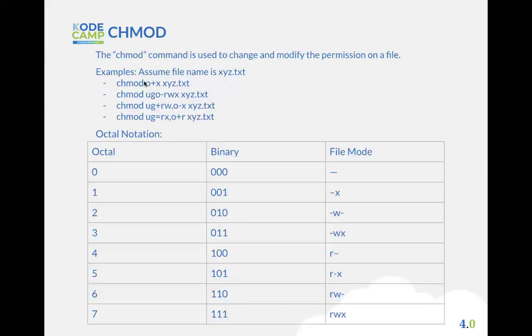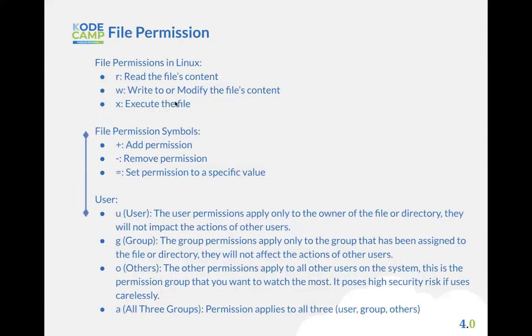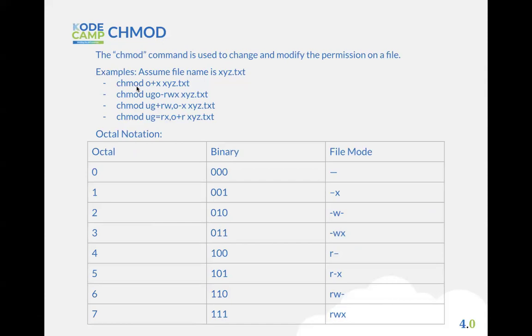Okay. Now, assuming you want to add execute permission to the other group, that is everybody outside the group associated with the file. We have x as execute, and we have plus as add permission, right? And you have o as others. That's what we have as chmod o+x. That is, add execute permission to everyone outside the group for the xyz file.